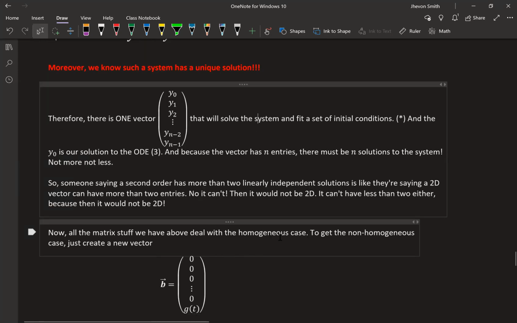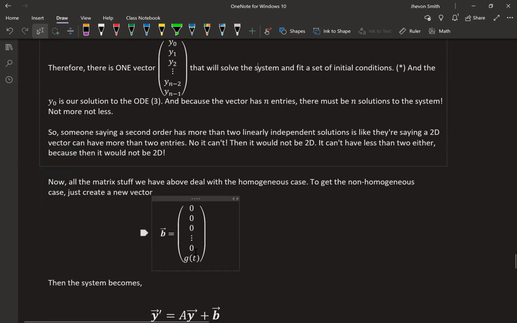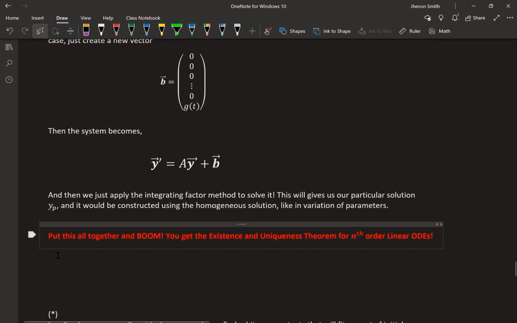Now, the above works in the homogeneous case. To get the non-homogeneous case, just think of the vector 0, 0, 0 going all the way down to g, and I can add it here. And then because I know I can find the homogeneous solution, I would just use the integrating factor method to find a solution to this. And in fact, you'll realize that you will get a y_p being added, whose formula looks a lot like the variation of parameters formula. Remember, we use a bunch of matrices to derive that formula. Put that all together, and boom, you have the existence and uniqueness theorem for nth order linear ODEs.